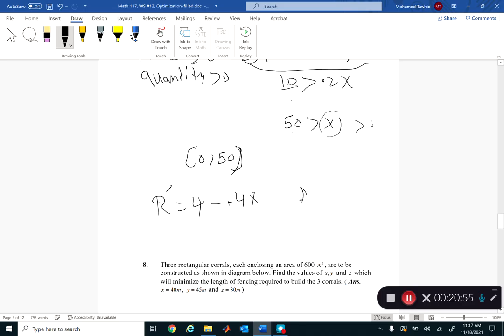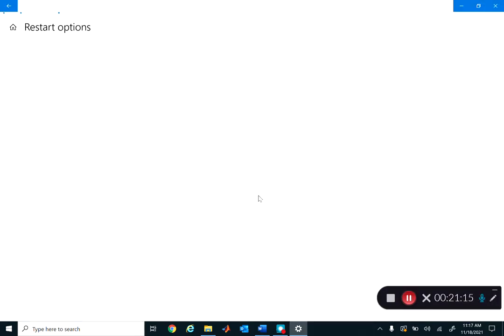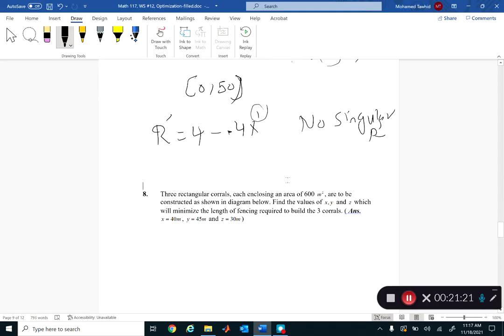So it's very clear, no singular point. Why no singular point? Because your derivative is a polynomial of degree 1, it exists for any real number x. So just no singular point.